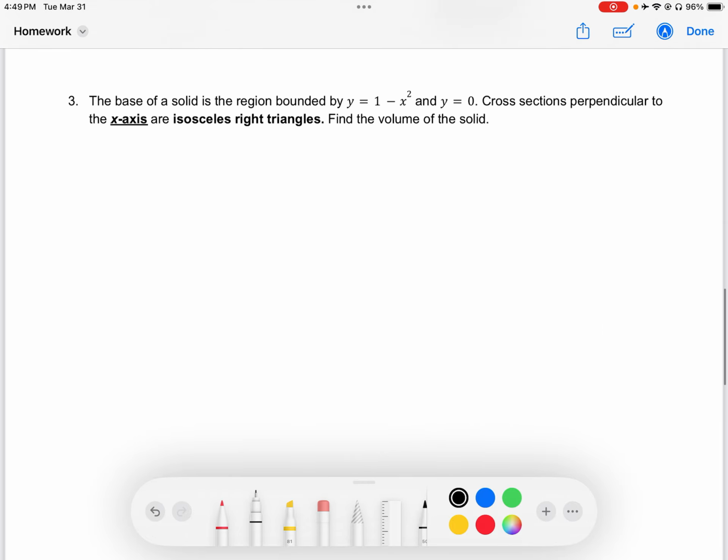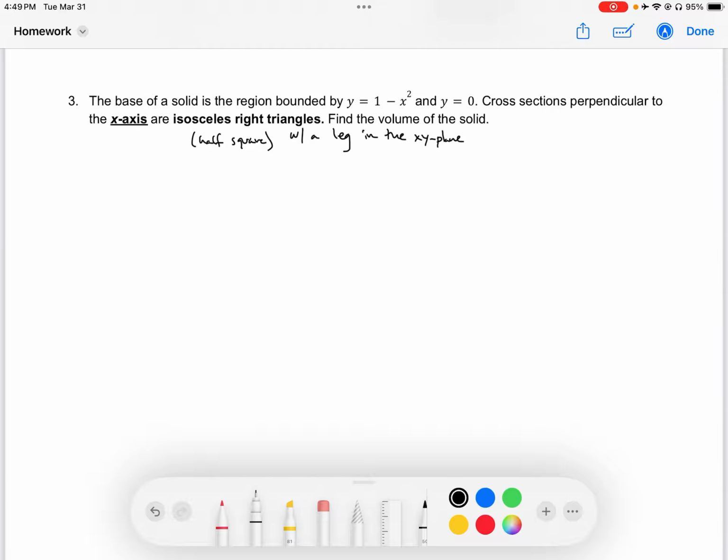Okay, moving on. Base of solid is the region bounded by this and this. Cross sections perpendicular to the x-axis are isosceles right triangles. Great. Isosceles right triangles. By the way, this is a half square. Now, I probably should have said something like with a leg in the XY plane or something. So we know that it's not sitting on its hypotenuse, but we'll just assume that that's what they meant, or that's what I meant, I guess.